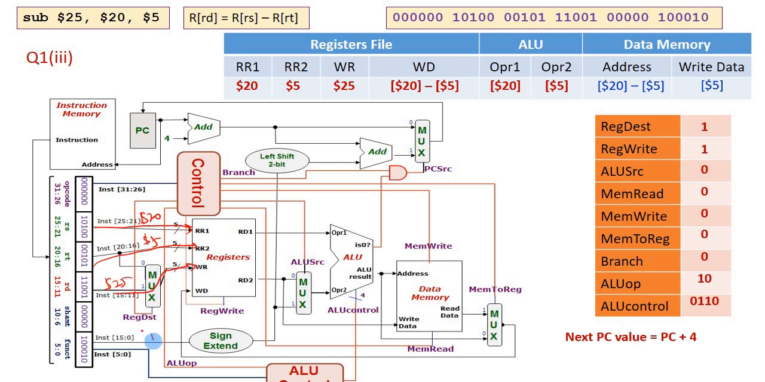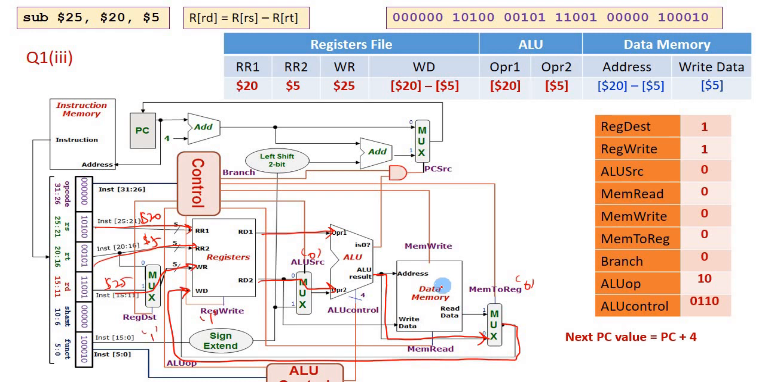So register destination has to be a 1, register write has to be a 1. You have two data that come through here, so ALU source has to be a 0. And this result, we are interested in this aspect of it, so mem to register has to be a 0. And then you write back.